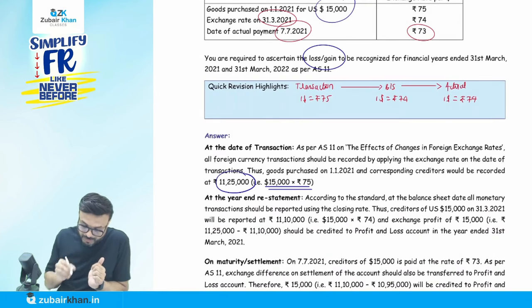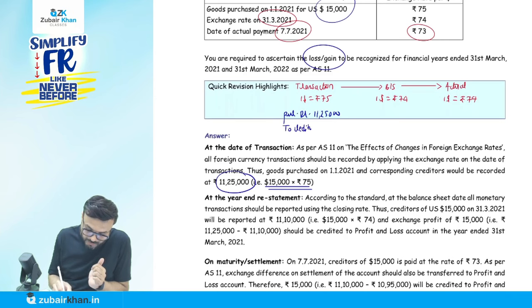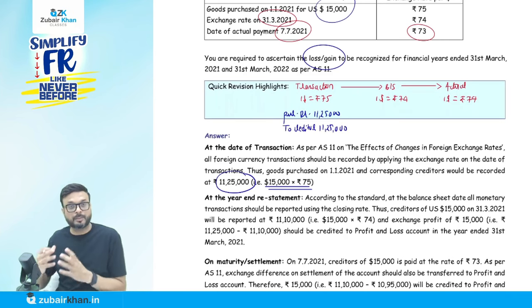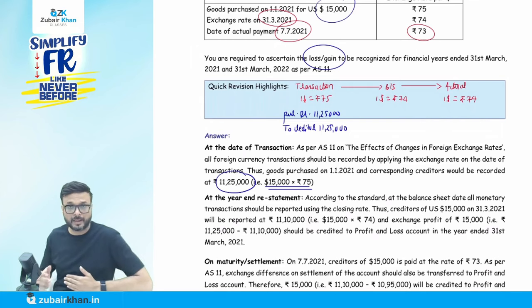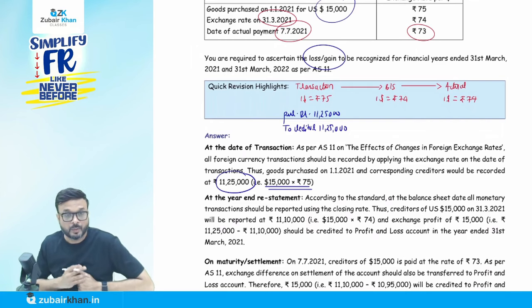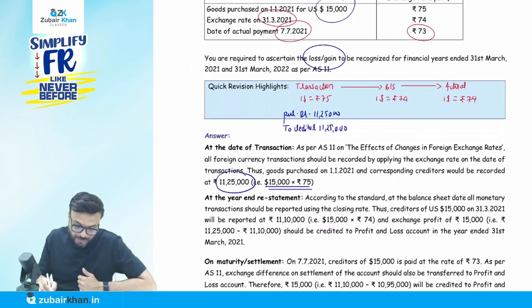Suppose I recorded the purchase account debited by 11,25,000, and I'm crediting the creditor account by 11,25,000. Now I come to the balance sheet date. What happened on the balance sheet date? Now $1 is equal to rupees 74. Now I'm not liable to pay at the rate 75. The creditor is a monetary item. I'm liable to pay them on the balance sheet date at what rate? 74. There is a decrease in liability.